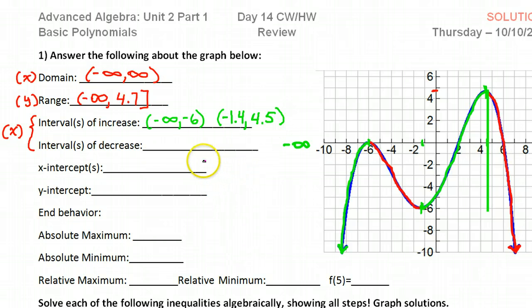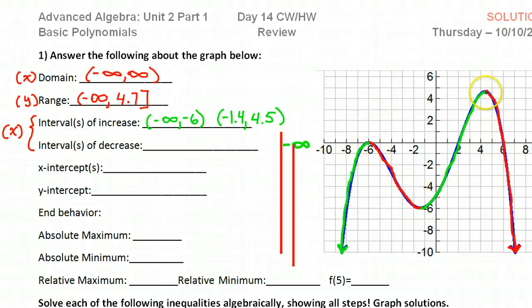Okay, those are my two increasing intervals. The main thing is to make sure you're only using x values when you do this. Not y values. Now the intervals of decrease, same type of thing.